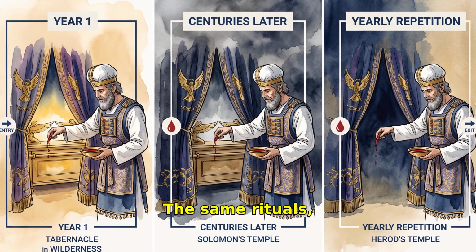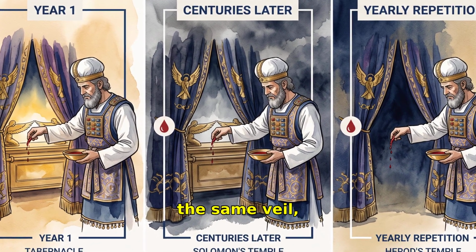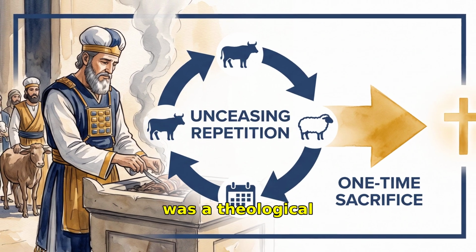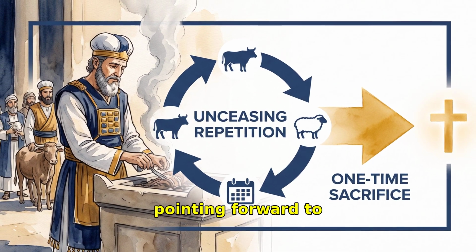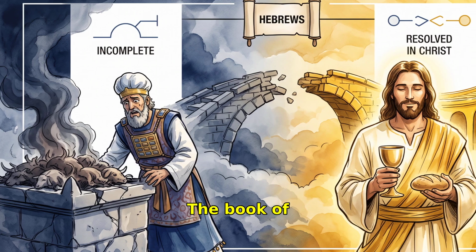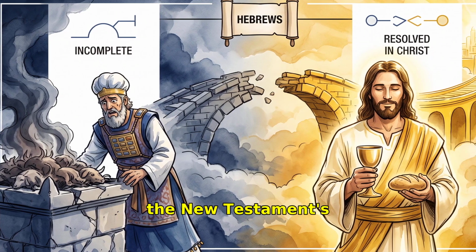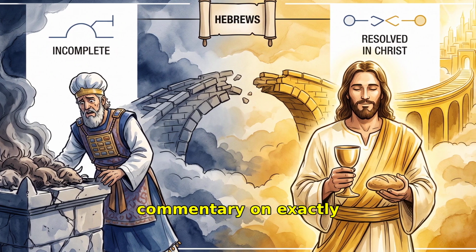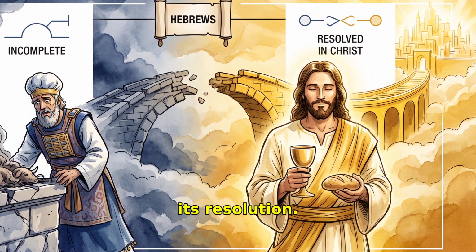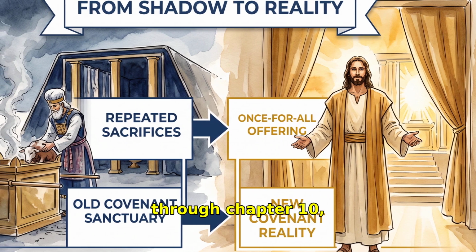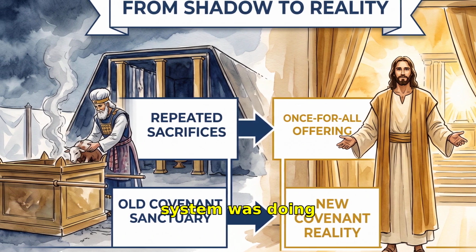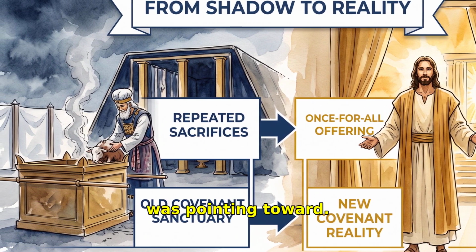The same rituals, the same blood, the same veil, the same entry and exit. The repetition itself was a theological statement. This system is pointing forward to something that will not need to be repeated. The book of Hebrews is, in many ways, the New Testament's extended theological commentary on exactly this incompleteness and its resolution. Beginning in chapter 7 and running through chapter 10, the writer systematically unpacks what the sanctuary system was doing and what it was pointing toward.